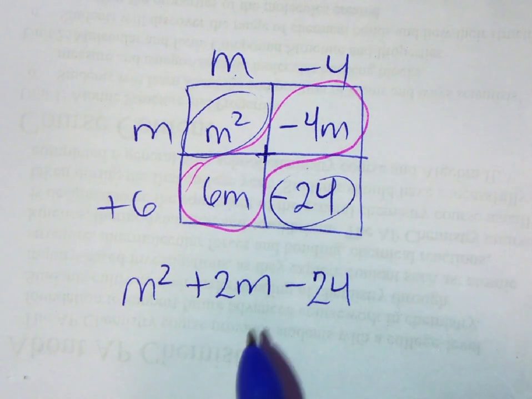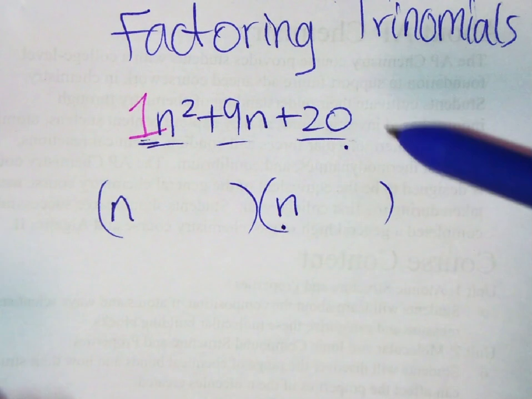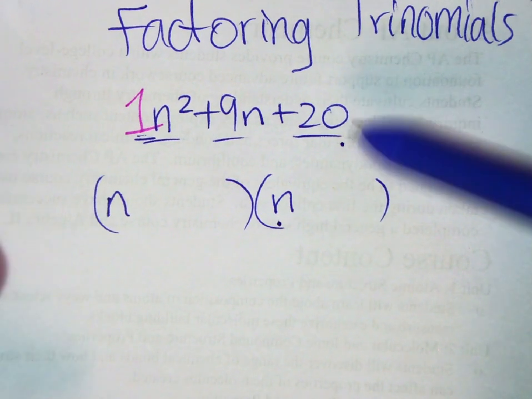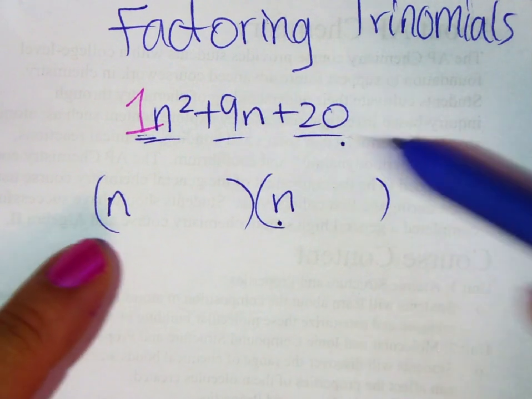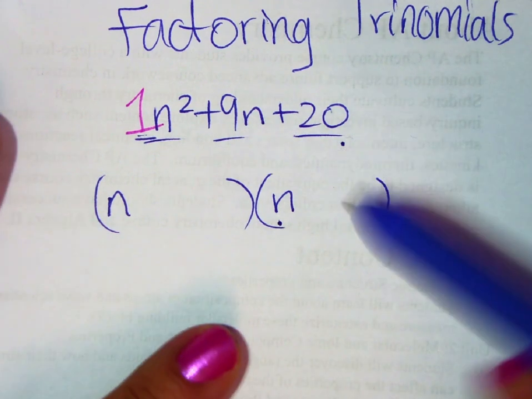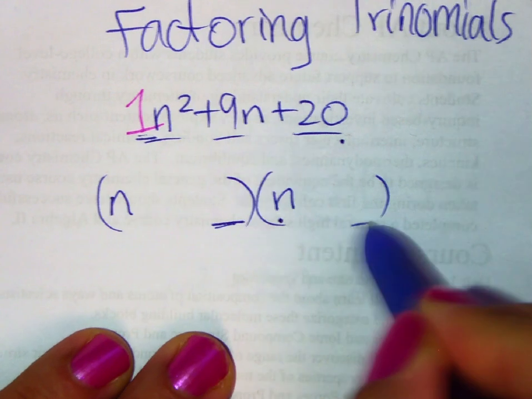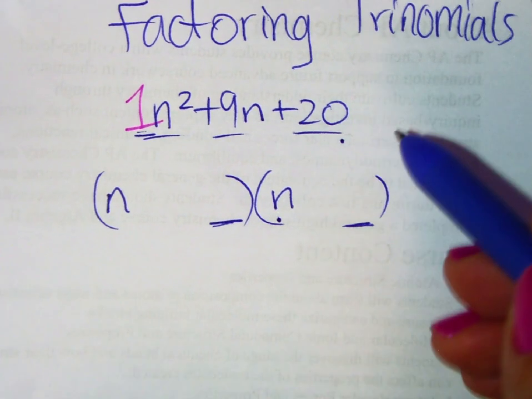So to get this, we now need to think backwards. I'm giving you the answer, and you have to think of what two terms you combine to get that 9. But when you multiply these numbers, they should equal 20. So let's start with that.